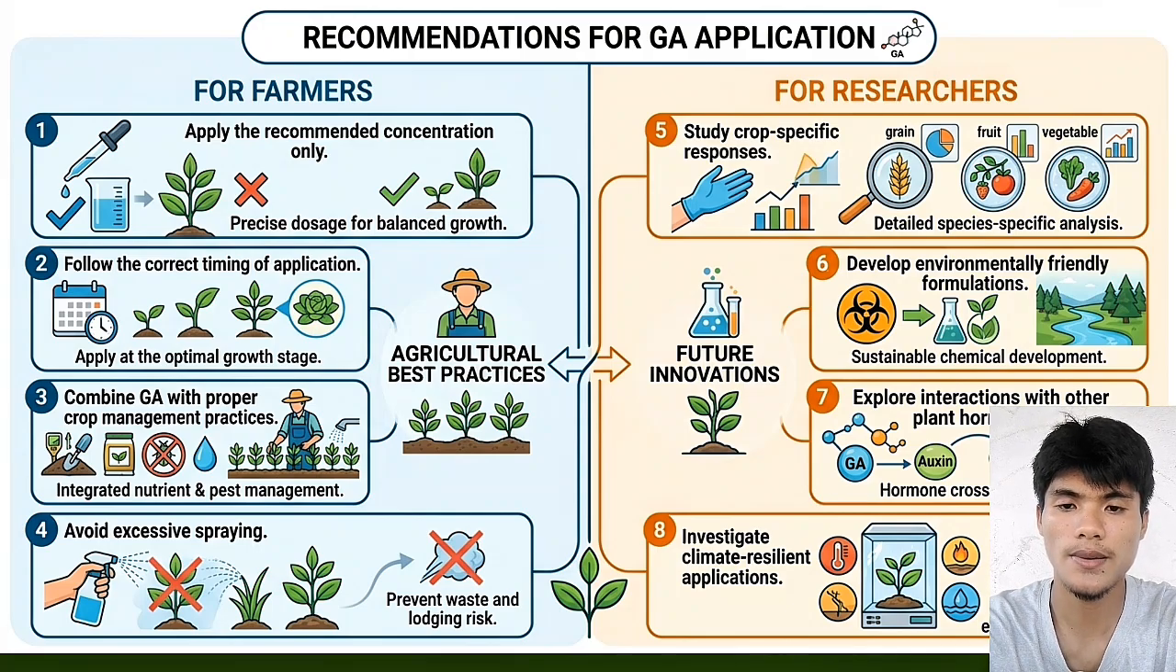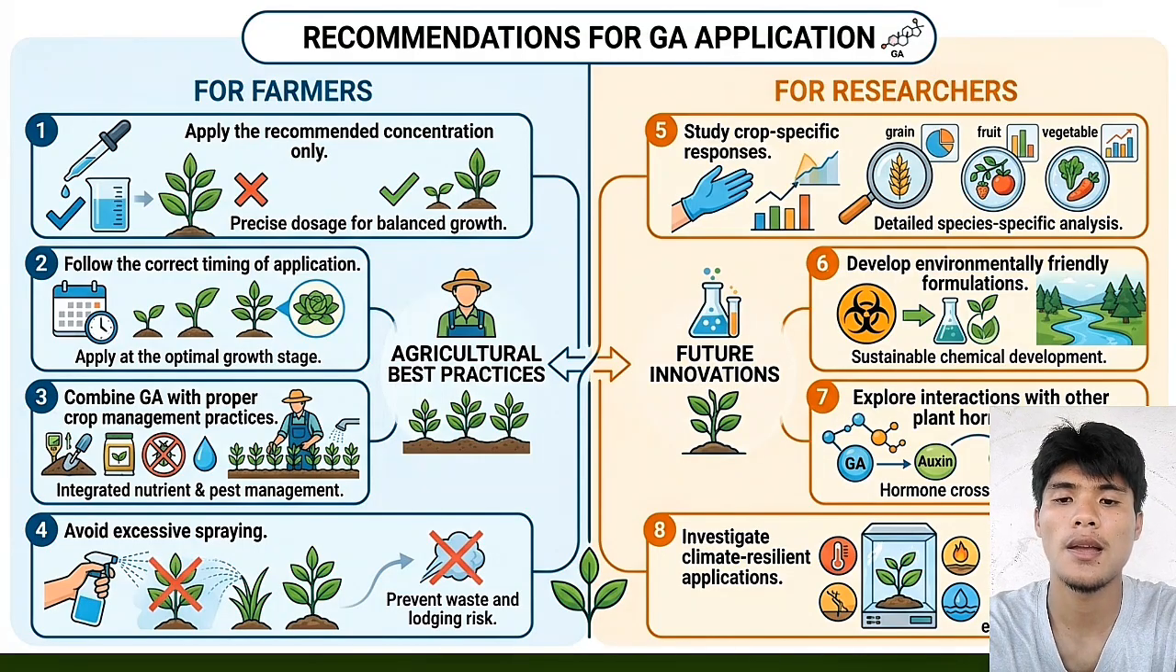For researchers, future studies should focus on understanding crop-specific responses, developing environmentally friendly formulations, studying how gibberellin interacts with other plant hormones, and exploring their role in helping crops adapt to climate change. By following these recommendations, gibberellin can be used safely and effectively to improve agricultural production. And that's all for my part.